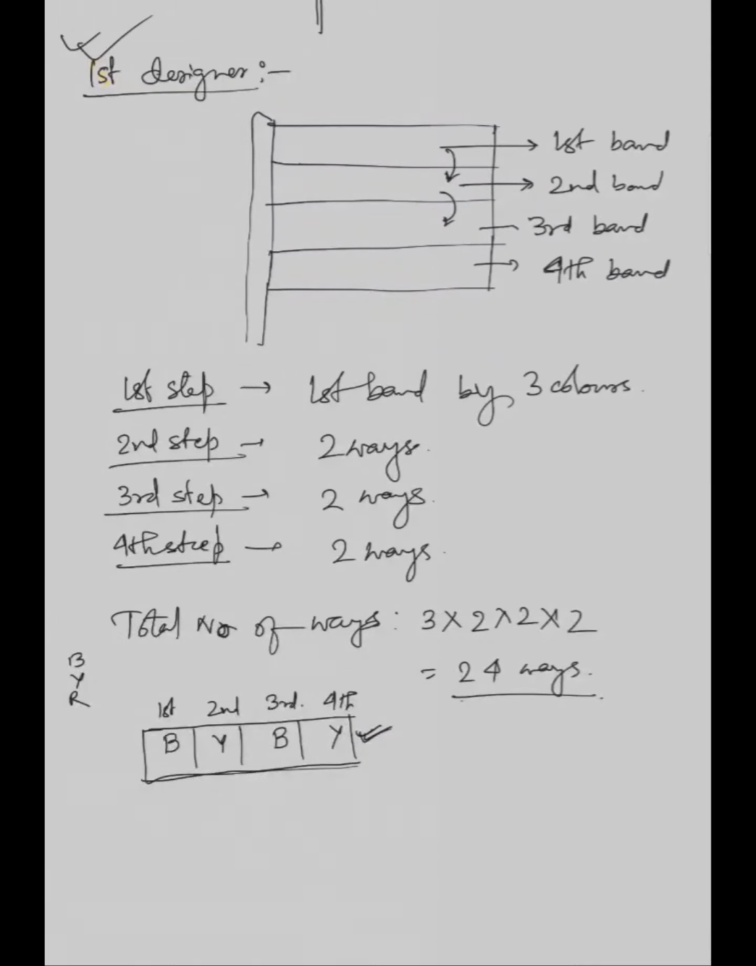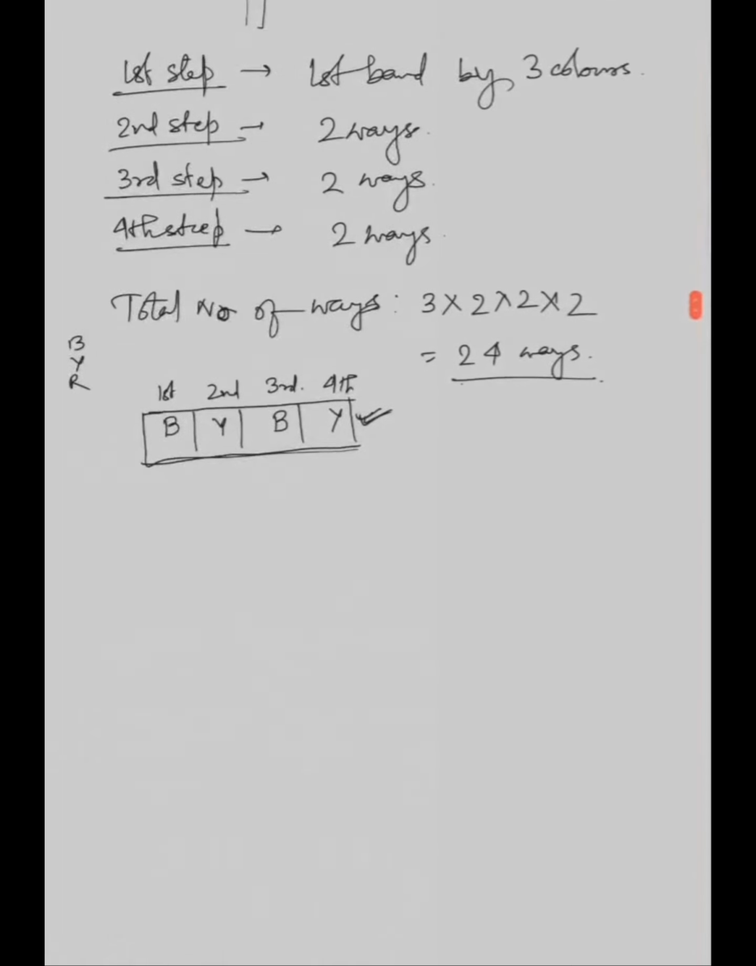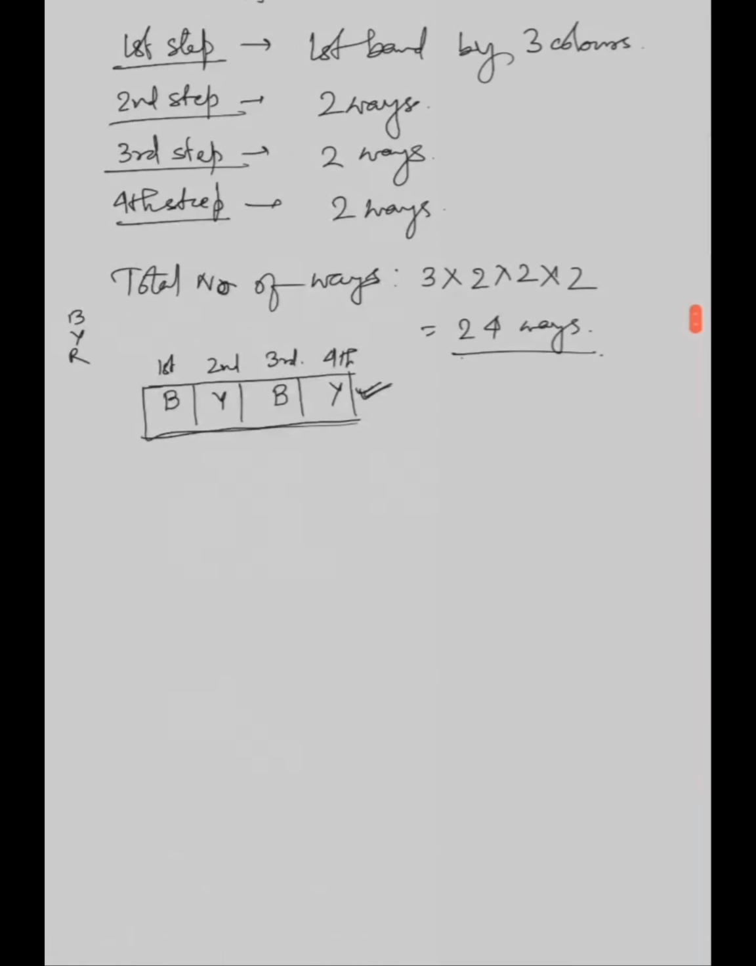So 24 ways is an inflated result. This is not the actual result. So what would be the actual result? Before seeing the actual result, we see what the second designer has done. What is his plan? Now come to the second designer.